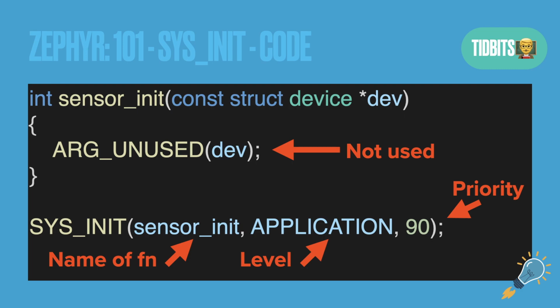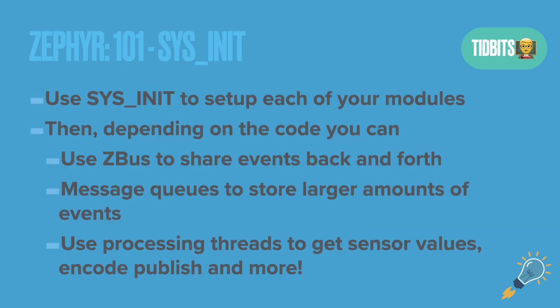For priority, the lower the number, the higher the priority, which could be unintuitive if you haven't been around this stuff for very long. So 90 is going to be one of the last things that gets run before the rest of your application gets run. So keep that in mind.